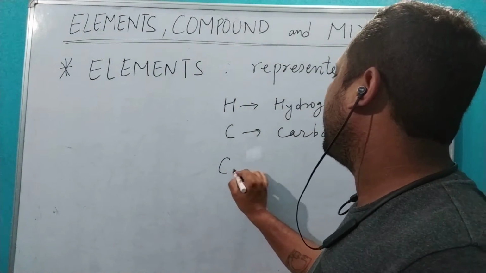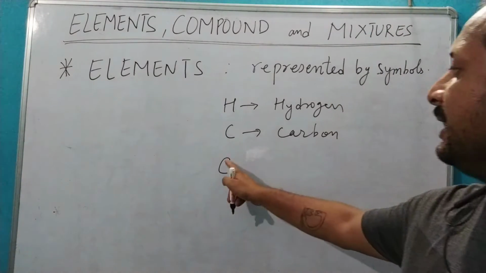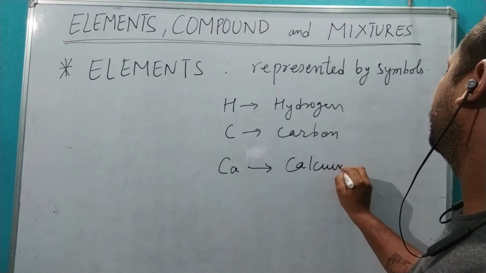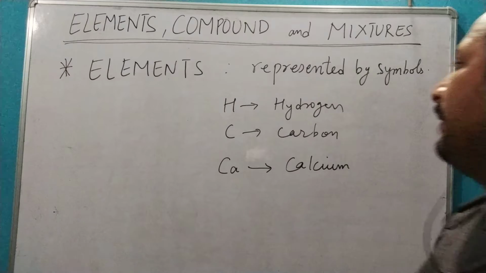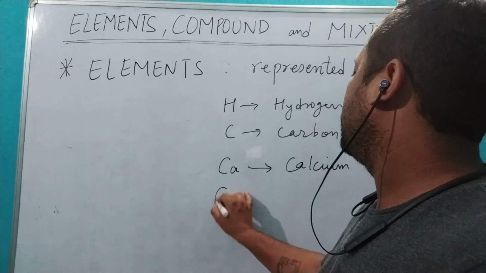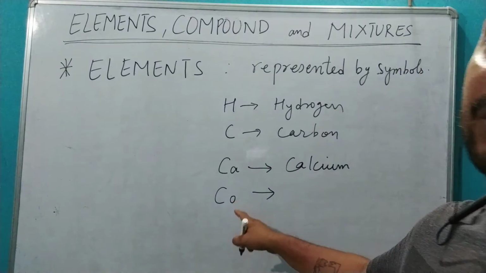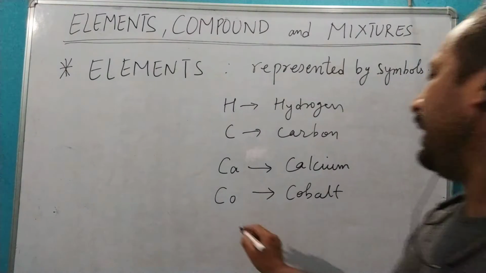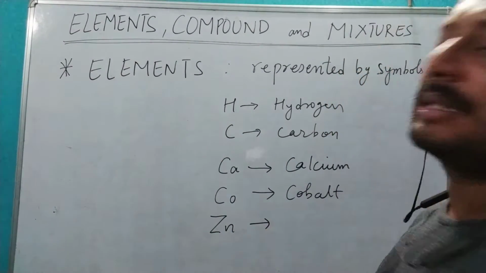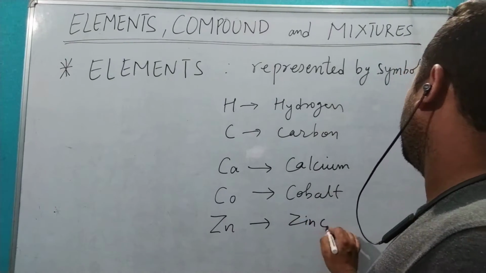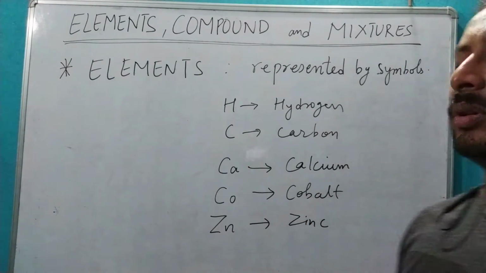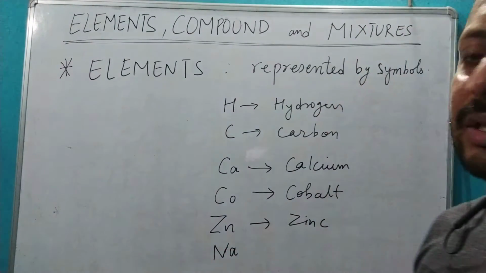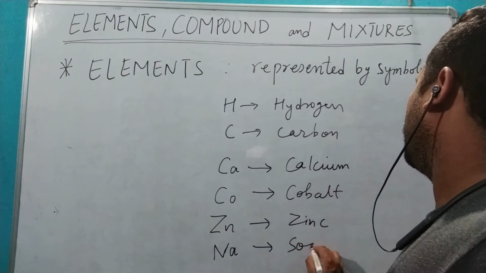For example, if I take Ca, the C is written capital, a is written small, and it is the symbol of the element calcium. In the same way, if I take one more, Co, C capital, o small, it is the symbol of cobalt. In the same way, Zn is the symbol of the element zinc. There are other categories also, like Na, N capital, a small. This is the symbol of sodium.